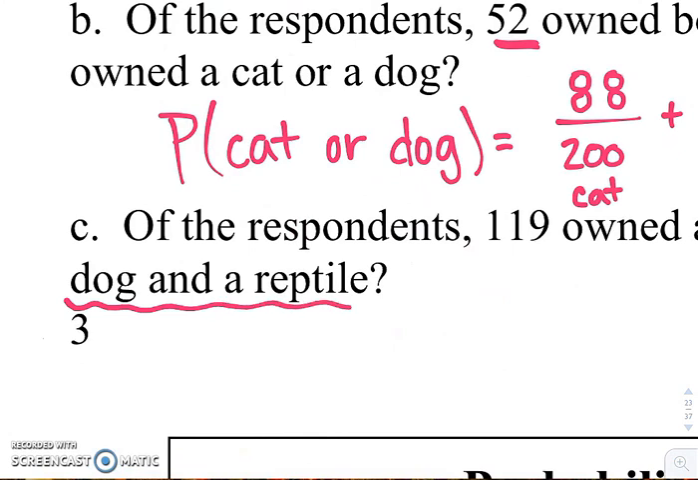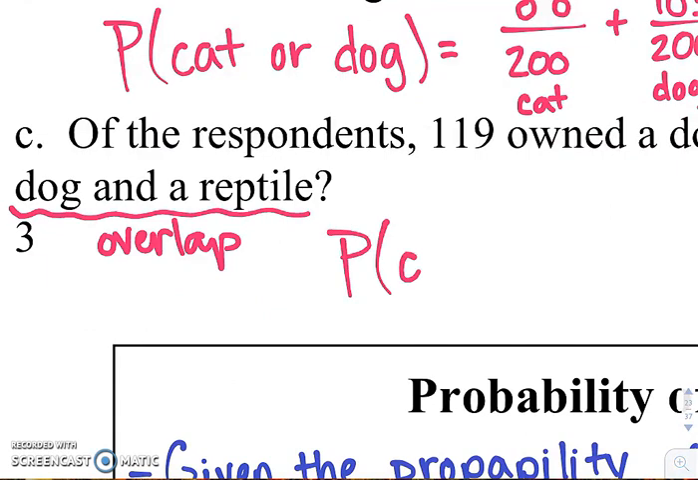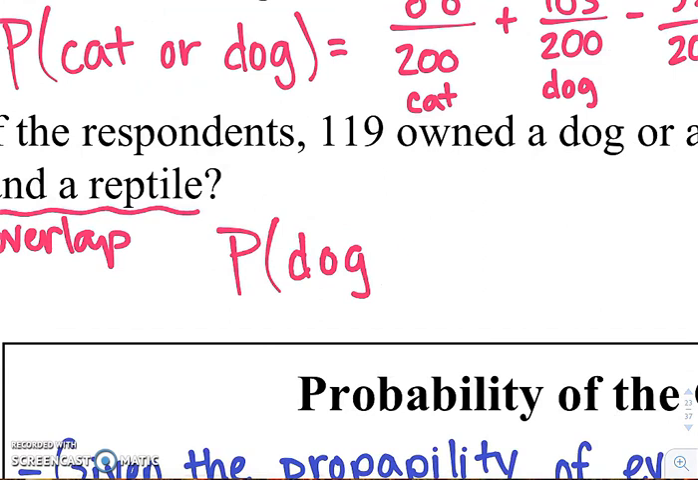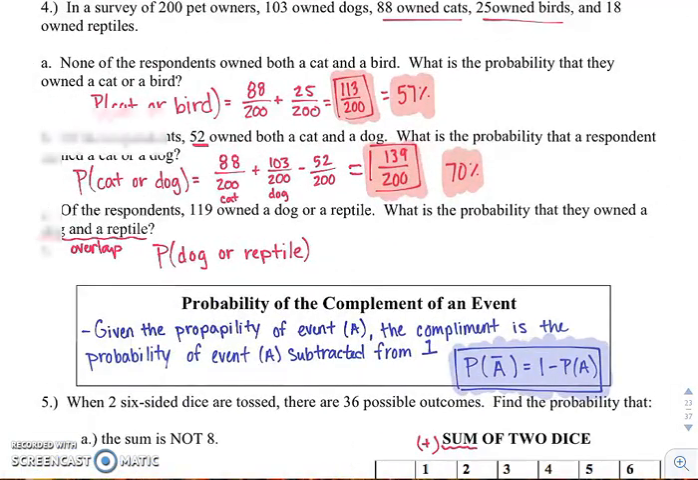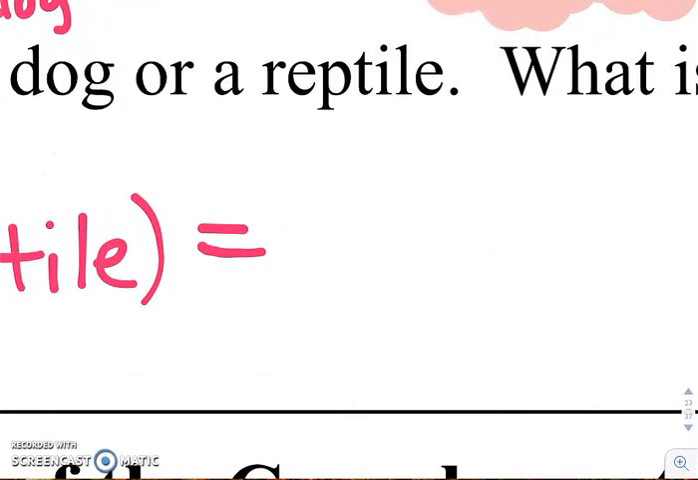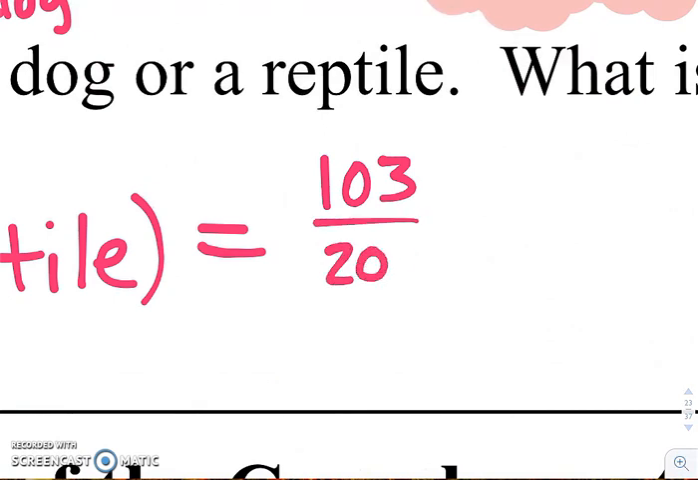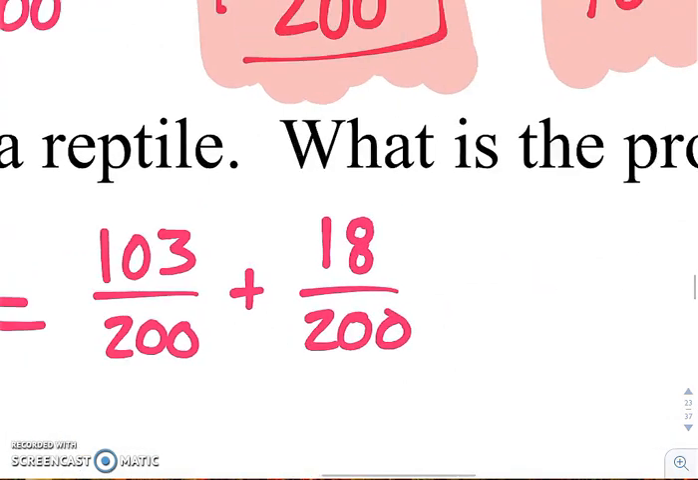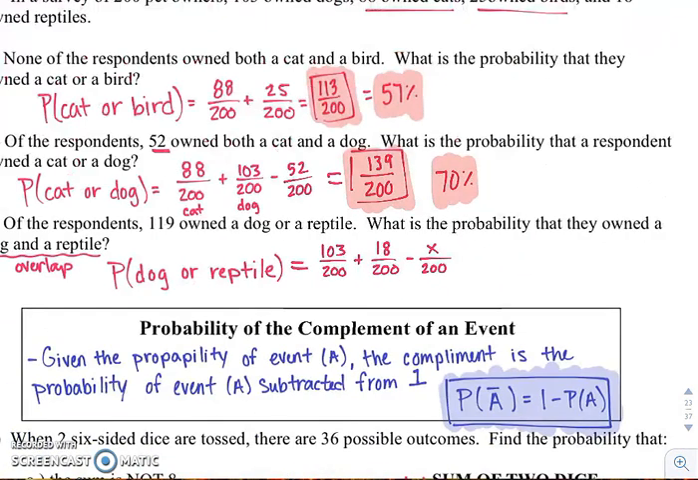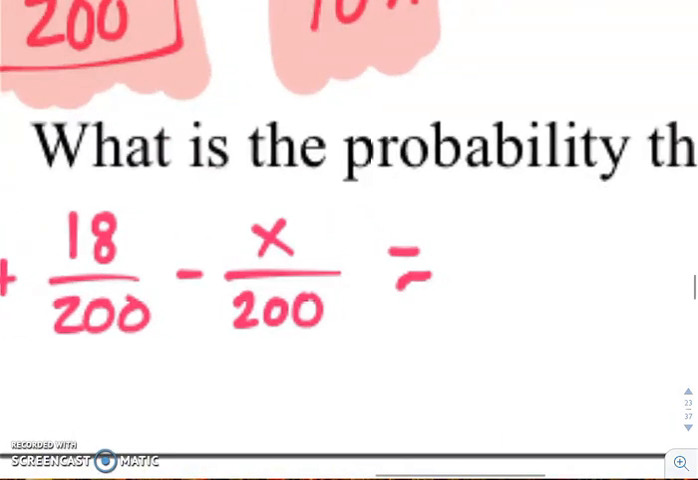That's what this is. A dog and a reptile is the overlap. So the probability of a dog or a reptile is going to be the both of them added up. So dog was 103 and reptiles were 18. So 103 out of 200 plus 18 for the reptile owners out of 200. We're trying to find the number of people that own both. So we're trying to find that overlap. But we know that it equals 119.